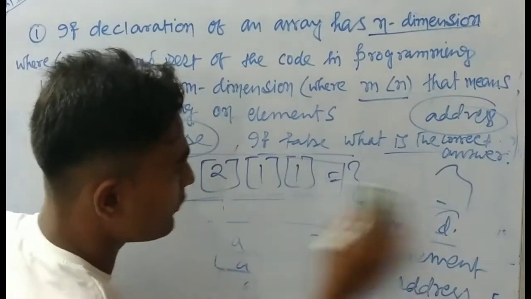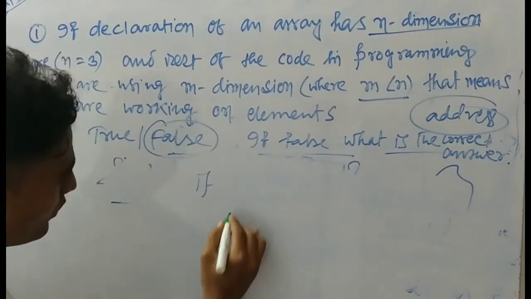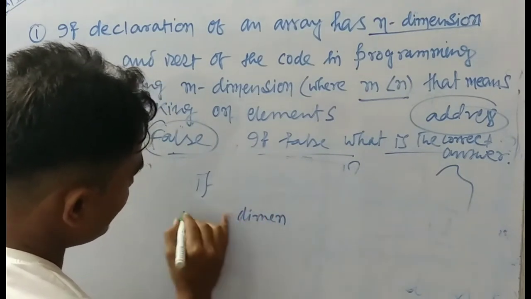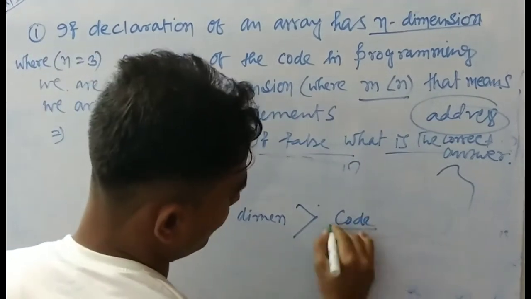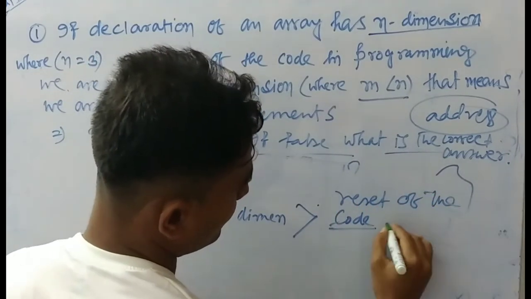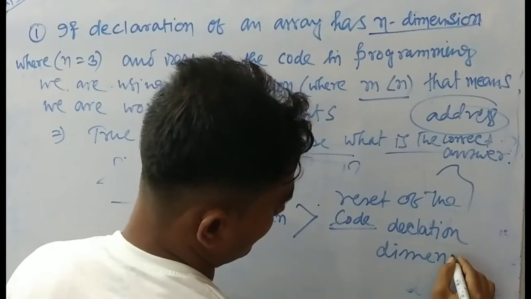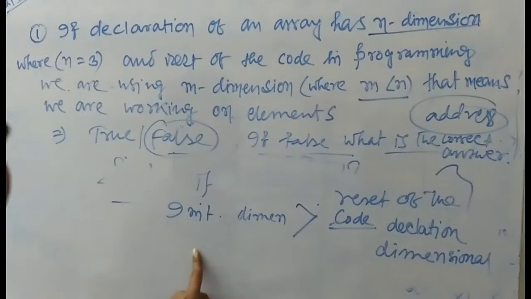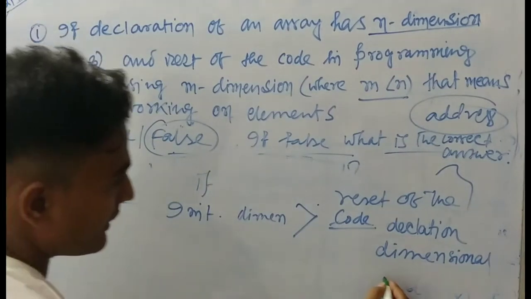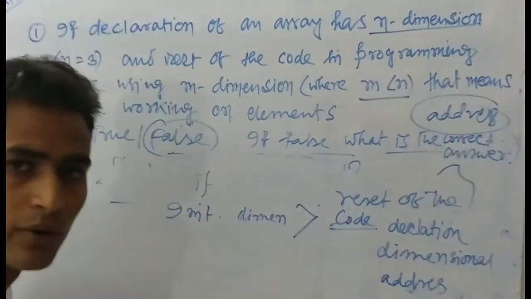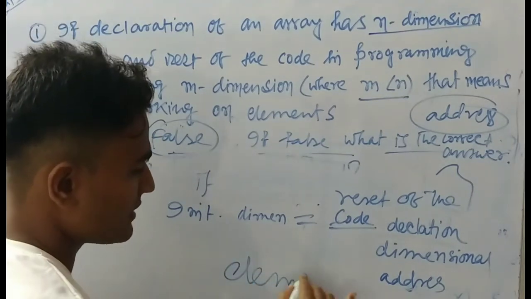This is the most important note, so just note it. If the initialized dimension is greater than the dimension in the rest of the code declaration, that means we are working on addresses. And if they are the same, if equal, that means we are working on elements.